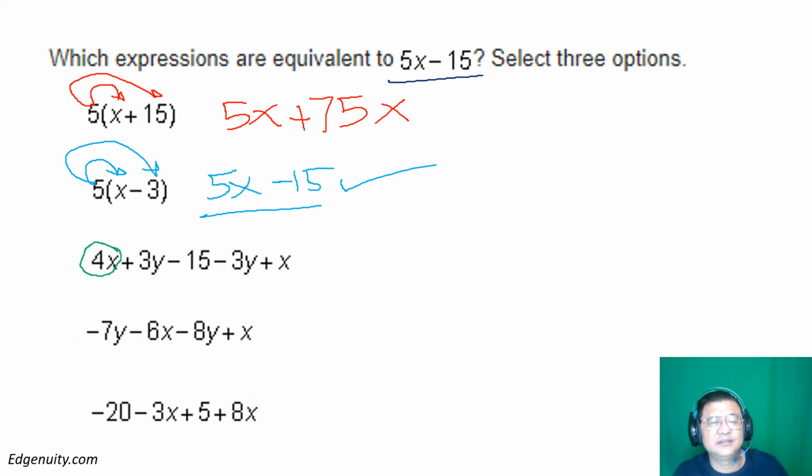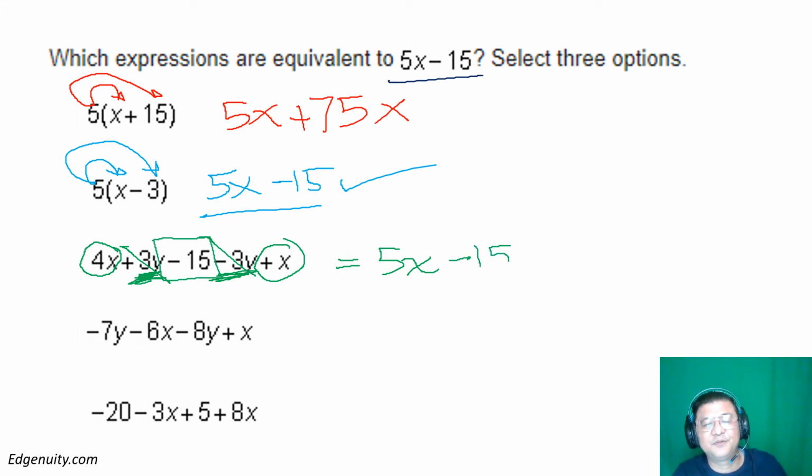Next, combine the like terms. 4x and the x could be combined as what? That becomes 5x. All right. How about the y's? I can combine this positive 3y and negative 3y. You don't need to combine. That becomes a 0, right? So the remaining number left is minus 15. Add it up, minus 15. There you go, the same.